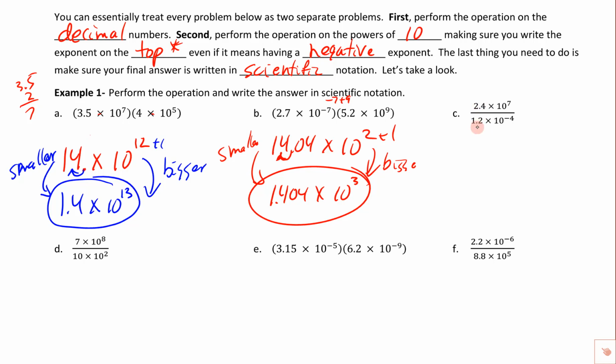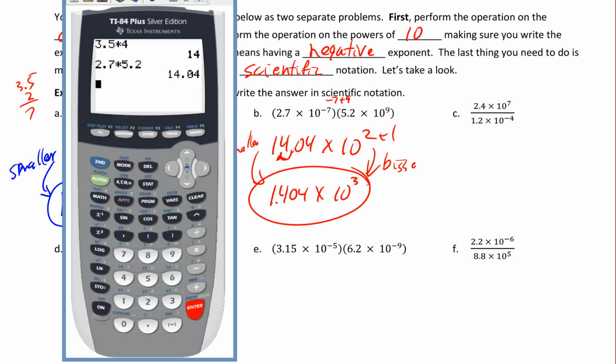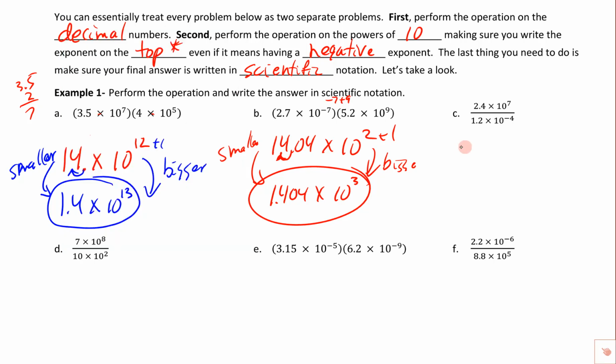This is 2.4 divided by 1.2. You might know what that is, but let's just check. 2.4 divided by 1.2. Should look familiar. That's going to be a 2. So we've got a 2 right here, and then times.